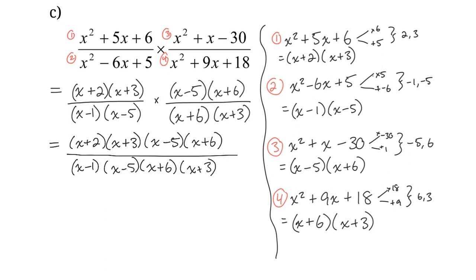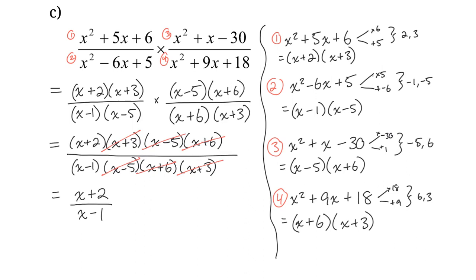So then we can go ahead and cross out any of our common factors. It looks like we have an x plus 3 in the numerator and denominator. We have an x minus 5, and then we have an x plus 6 as well. So then our simplified rational expression is x plus 2 over x minus 1.